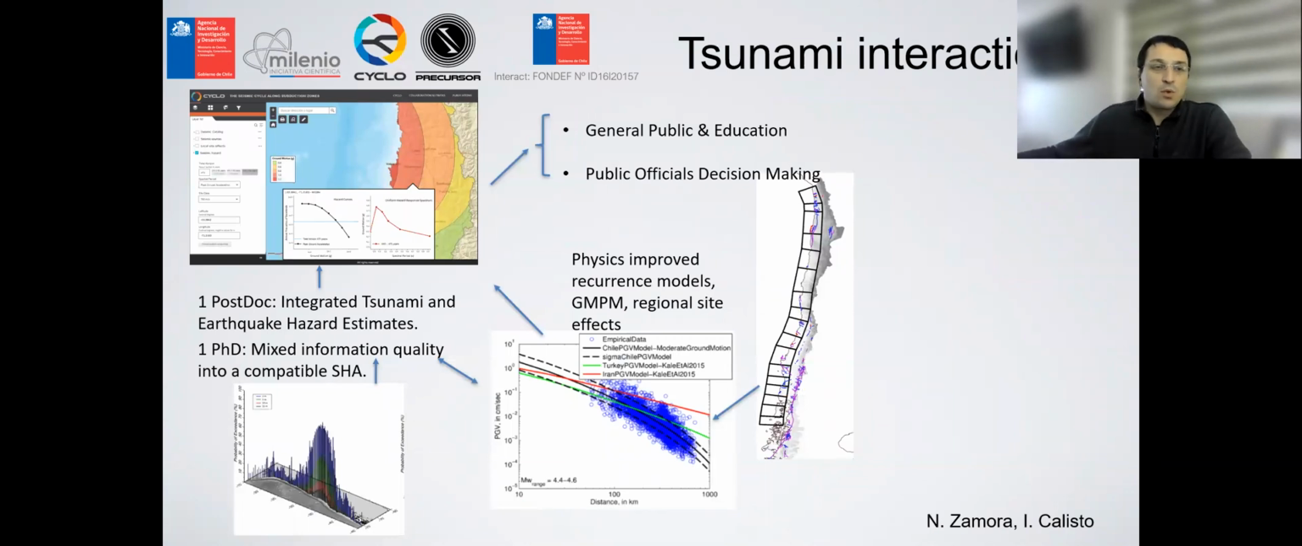So for the tsunami interaction, we have mainly relied on the work of Natalia Zamora and Ignacia Calisto. Both of them have worked extensively on tsunami modeling and are now integrating probabilistic models for the entire Chilean coast so that we can have a tsunami hazard analysis incorporated into our analysis. For that, they're using the information from research line 1 regarding historical events, but also the segmentation that comes from research line 2.